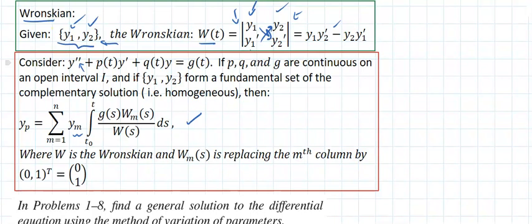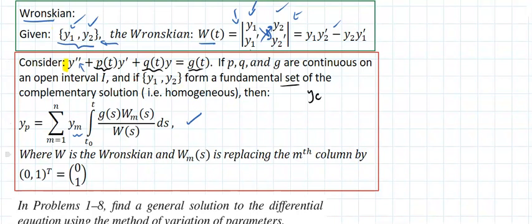Consider y double prime. Again, the key in our definitions versus the author, we like the one right there. So make sure that's a 1, and that's how you read P, Q, and G if needed. If P, Q, and G are continuous on an open interval, and y sub 1 and y sub 2 form a fundamental set of the complementary solutions. So these are the solutions of the complementary, remember, homogeneous part.